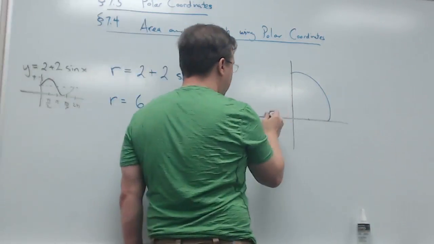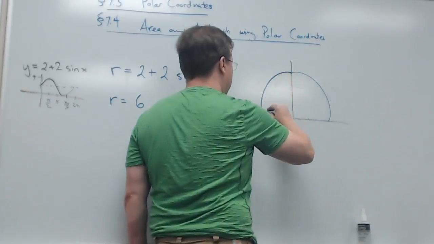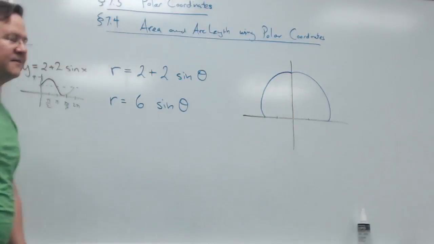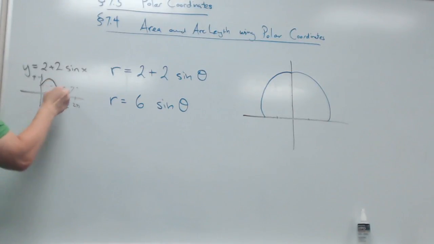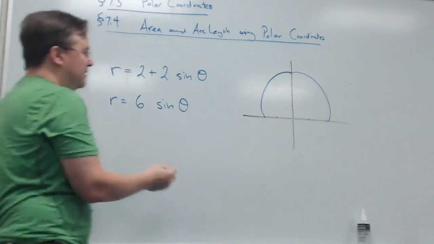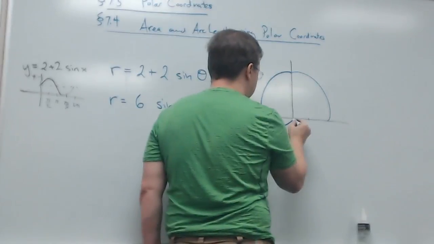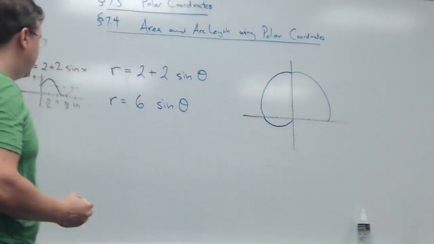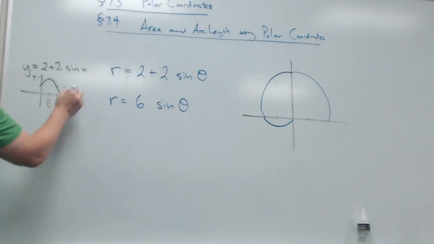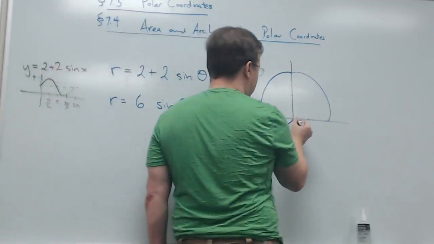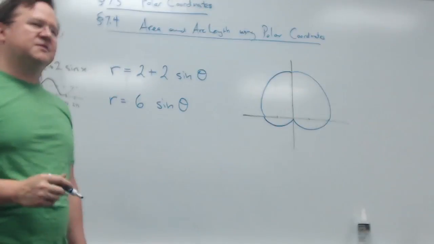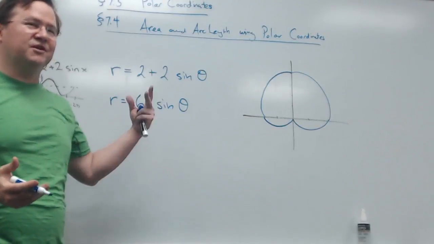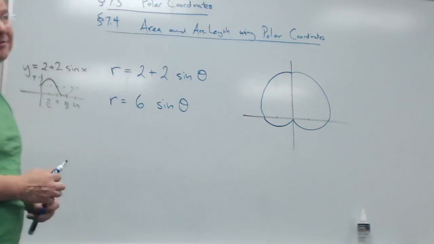So over here, it looks something like that, right? And then as I continue on into the third quadrant, from pi to 3 pi over 2, it's going from 2 down to 0. And then as I go through the fourth quadrant, I'm going from 0 back to 2. It's pretty impressive how they fall into these general shapes. If I have more knowledge of the types of shapes to expect, that helps a little too.